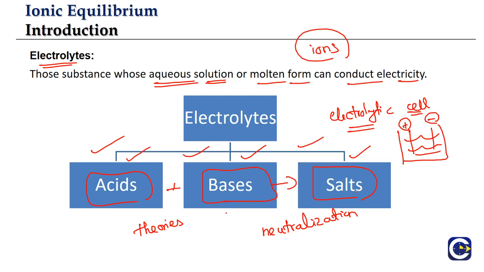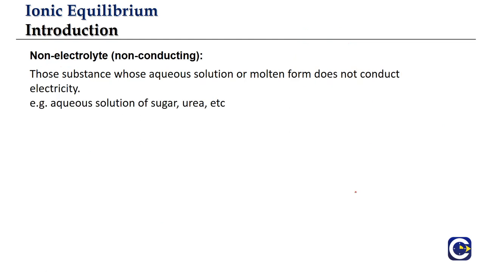Now the other class of substances we said will be called non-electrolytes. Essentially they will be non-conducting. They are non-conducting either in the aqueous solution state or in the molten state.